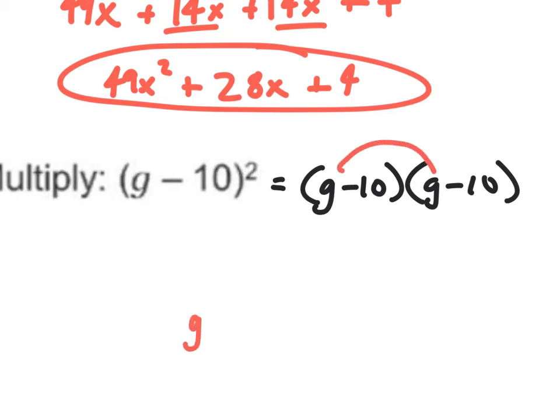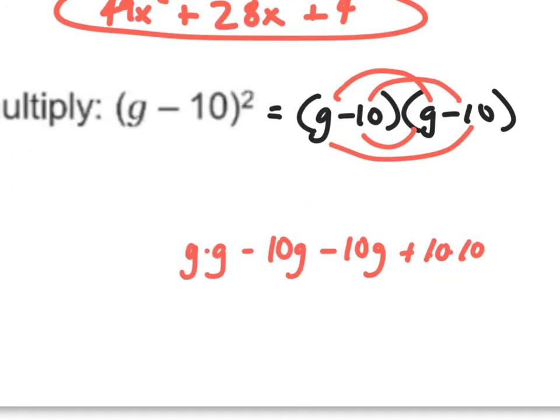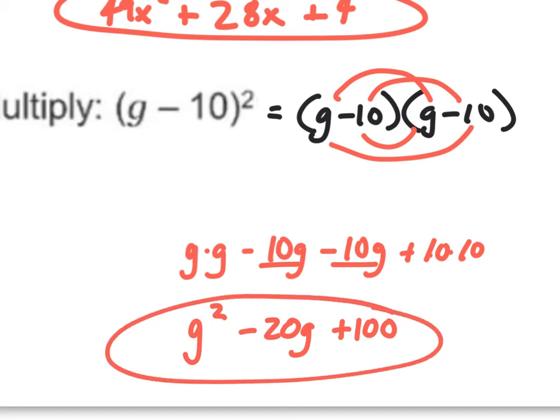And so I've got g times g. Negative 10 times g gives me minus 10g. Negative 10 times g gives me minus 10g. And then negative 10 times negative 10 gives me positive 10 times 10. So g times g gives me g squared, minus 10g minus 10g gives me minus 20g, and then plus 100, okay? And so that's it. That's all I need to do when I multiply those through, okay?